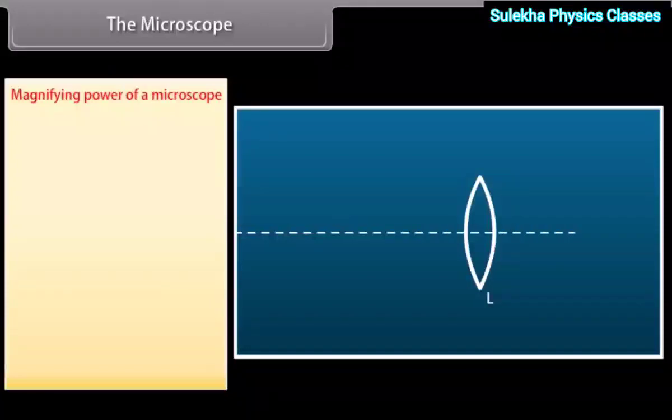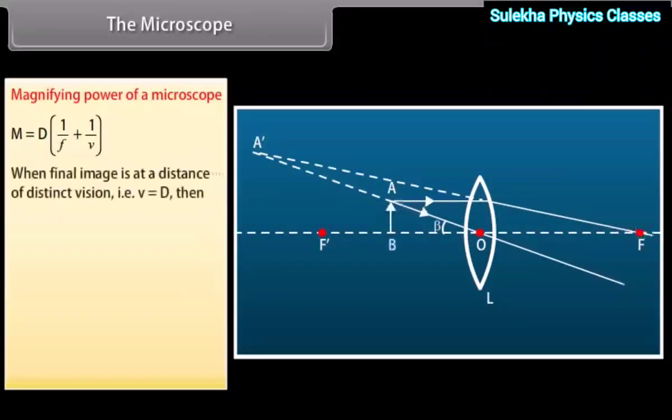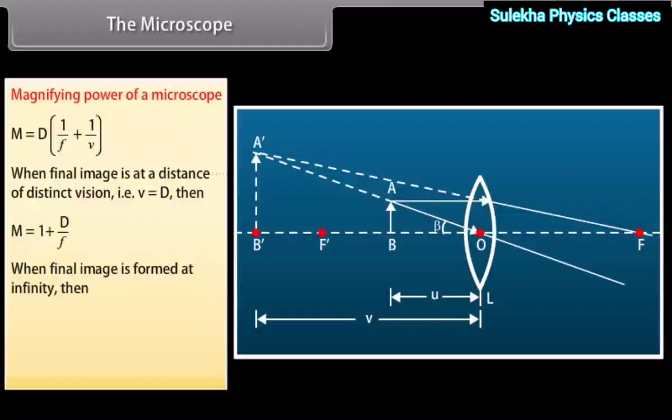Magnifying power of a microscope. M is equal to D into 1 by F plus 1 by V. When final image is at a distance of distinct vision, that is V is equal to D, then M is equal to 1 plus D by F. When the final image is formed at infinity, then V is equal to infinity. M is equal to D into (1 by F plus 1 by infinity), that is, D by F.